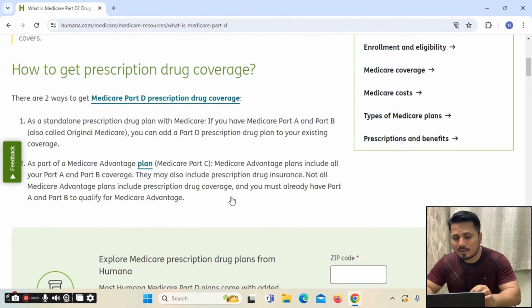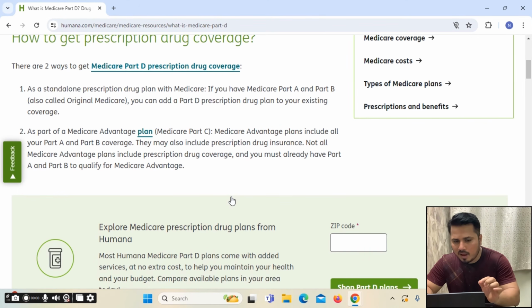Now, how to get prescription drug coverage, guys? There are two ways to get Medicare Part D prescription drug coverage. Number one, as a standalone prescription drug plan with Medicare. If you have Medicare Part A and Part B, also called original Medicare, you can add a Part D prescription drug plan to your existing coverage.